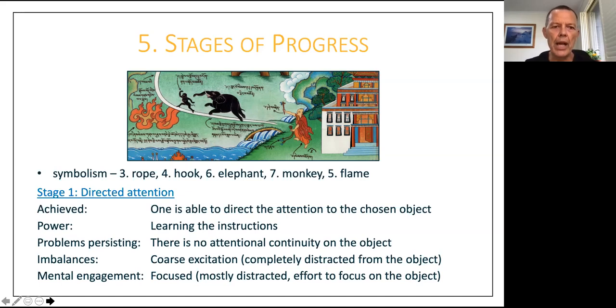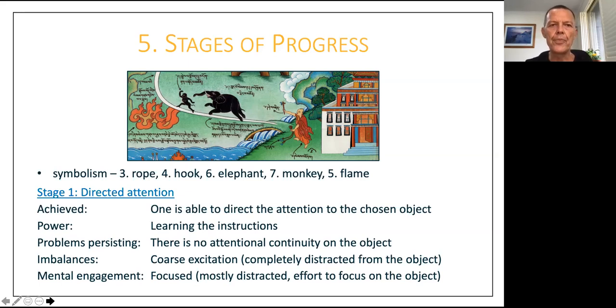So the main imbalance here is this coarse excitation, where we are completely distracted from the meditative object. And so therefore, the type of mental engagement that we use here is what's called focused, meaning because we're mostly distracted, we have to put a lot of effort to simply focus on the object. That's what focused means. We have to keep focusing again and again on the object. This is the first stage of practice.